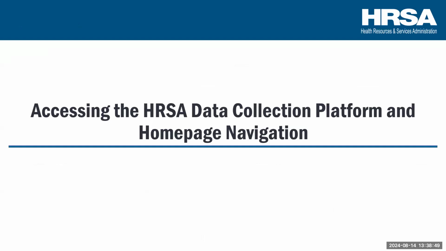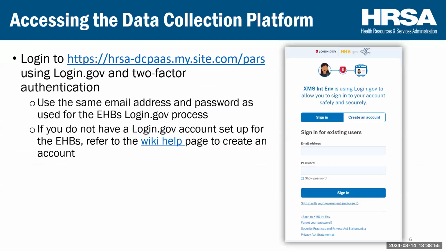All right, let's go ahead and get started and look at how to access the system and navigate through the homepage. Starting on September 1st, use the link to the new HRSA data collection platform. When your performance report is set up, you'll receive an email with the link to the system. While this is not part of the HRSA EHBs, the systems are connected, so you will still use your EHB's login.gov email and password to complete the 2-factor authentication to access the system. If you do not have a login.gov account for the EHBs yet, please go ahead and create that. There are some HRSA wiki pages to help walk you through that process, which are going to be linked in these slides.